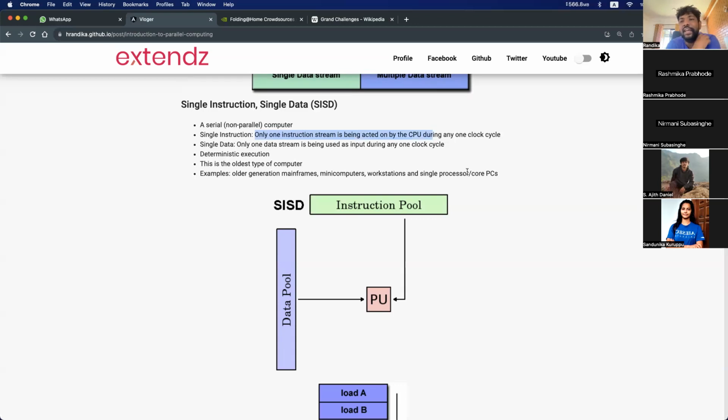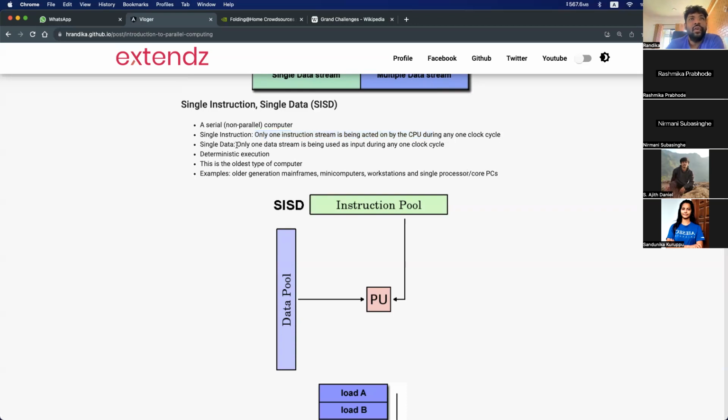That means when we are executing some instruction, if you guys can remember, at a given moment, we call the clock cycle, one instruction stream is being used. You don't have multiple instructions coming in. You have only one instruction within the clock cycle. So you do not have any other instructions coming in, only one.